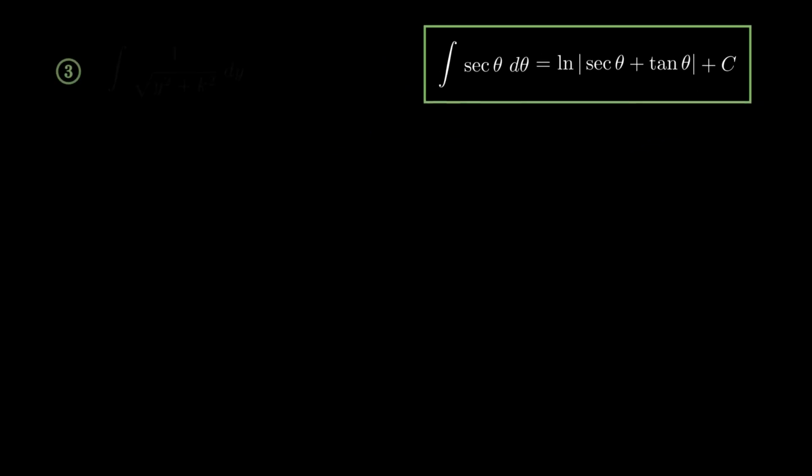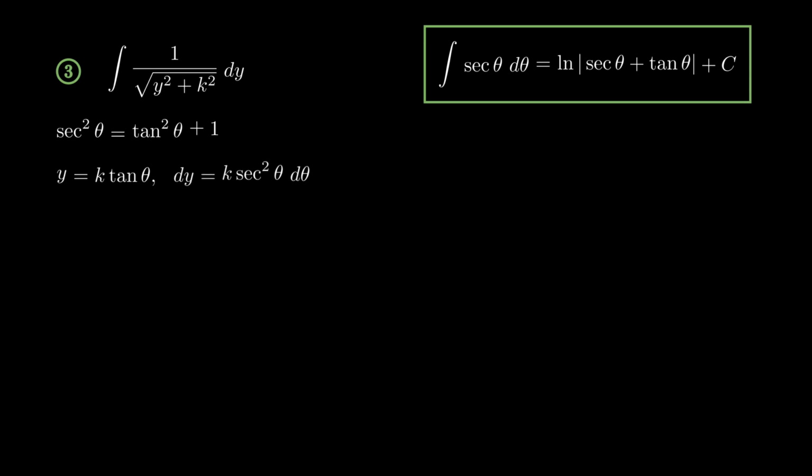The integral of the inverse of the square root of a quadratic binomial. The strategy to solve this integral is to replace the variable y by something, such that it is possible to cancel out the square root. Remember the Pythagorean identity, secant squared of theta equals tangent squared of theta plus 1. Applying variable substitution with y equals k times tangent of theta, and dy equals k times secant squared of theta, d theta, does the trick.